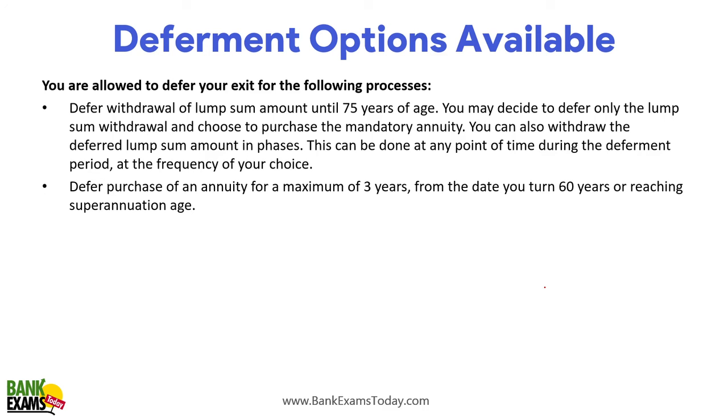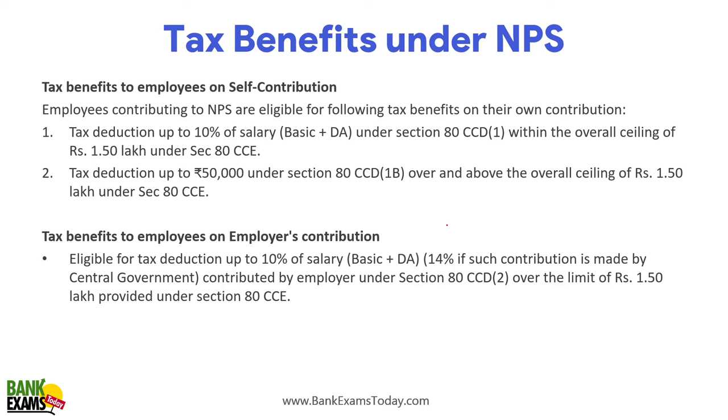Deferment options are also available. If somebody wants to defer the withdrawal of lump sum, he can do that until the age of 75, no issues at all. And the purchase of an annuity can be deferred for 3 years as well from the age of achieving the normal exit. 60 saal ke baad 3 saal tak aap defer kar sakte ho annuity purchase karna.